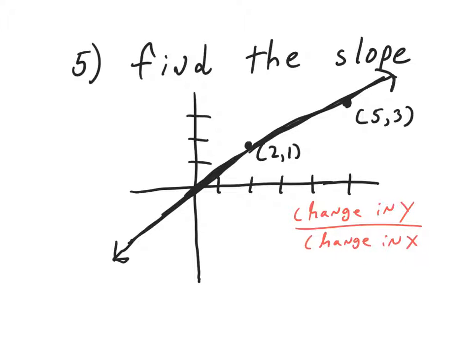So looking for the y, we're going from 1 to 3. We're going from here to here. That's a change of 2. So we're going to get a 2 in the numerator. And then the x is going from 2 to 5. That's a change of 3. So our slope is 2/3.